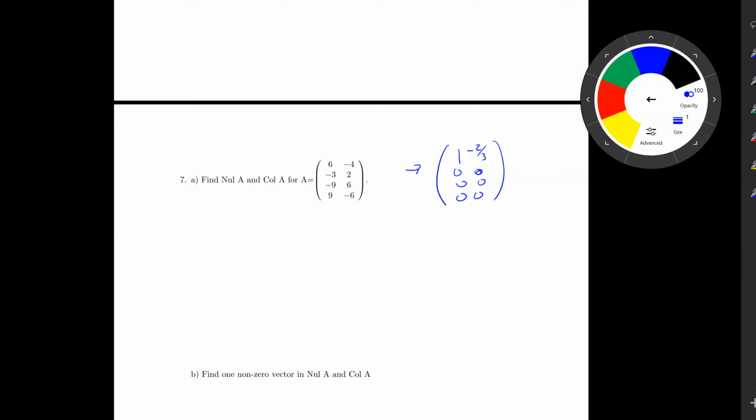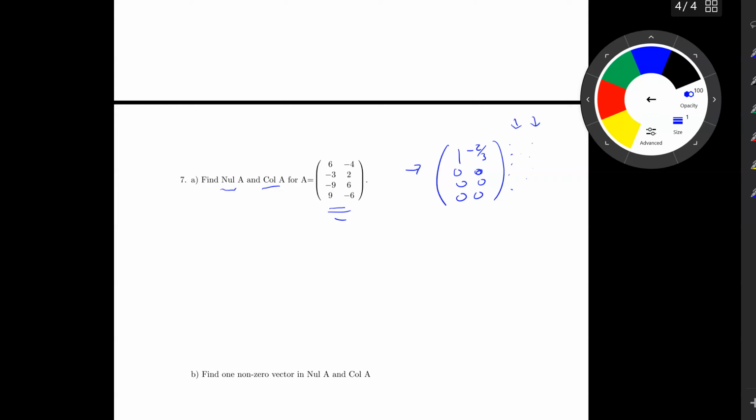All right, so here we want to find null A and column A for this matrix A. I put it into my calculator. Do note I had to add in 2 columns of zeros to not get a syntax error. It doesn't make any difference, but for some reason it just likes to have different dimensions. So make sure you put in 2 columns of zeros, and then you can do RREF on this.